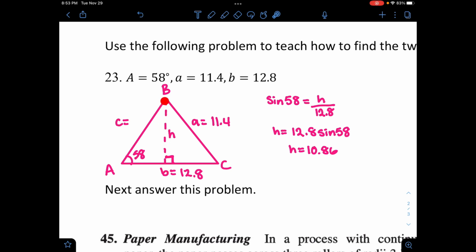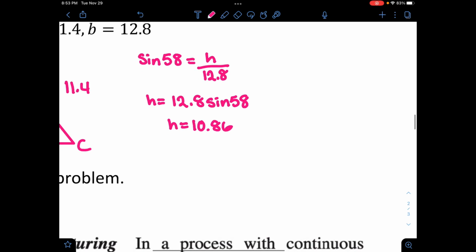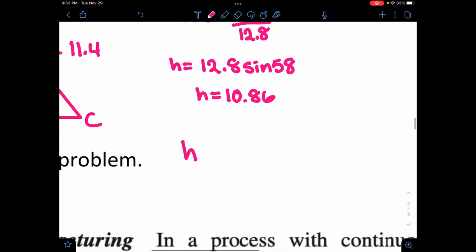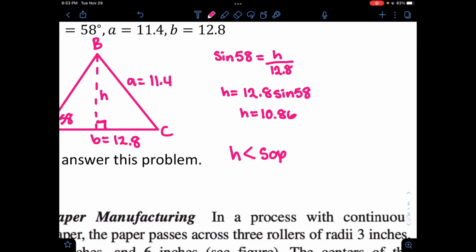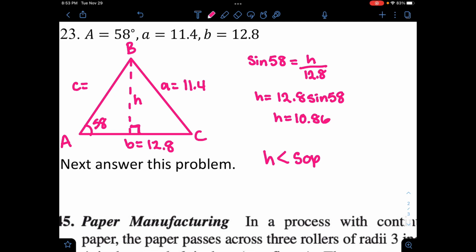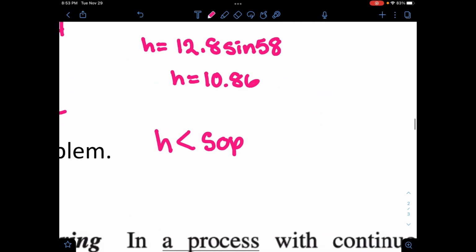So now that we have our H, which is 10.86, we are going to use this to prove that we have two triangles right here. In that case, we are going to be using the equation: height is less than side opposite angle, which in this case will be 11.4 because we have A right here, so the opposite would be A. So it's 11.4, and then that is less than B.